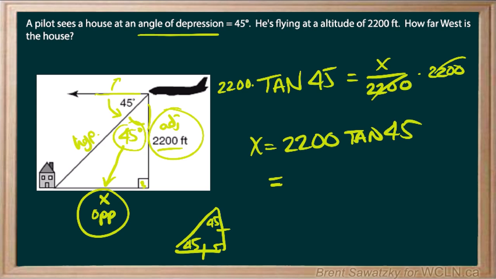Let's plug it into our calculator just to verify ourselves. 2,200 times tan 45 in degree mode, and you should come out with 2,200, and our units were feet, so our answer will be in feet. And yes, indeed, we should definitely stop and say if it's 45, then I would expect the adjacent and opposite side to be the same.